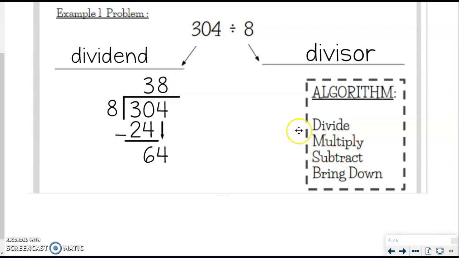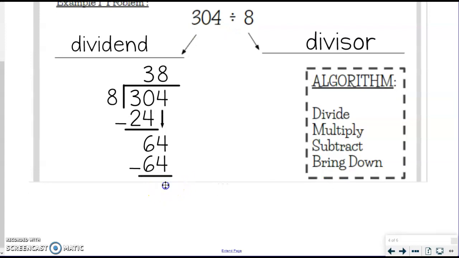So we did our divide, now we multiply, so 8 times 8 is 64. I'm going to subtract, and yay on this subtraction because we end up with 0. And we have no more numbers to bring down. 0 is, of course, less than 8, and so our final answer is 38.